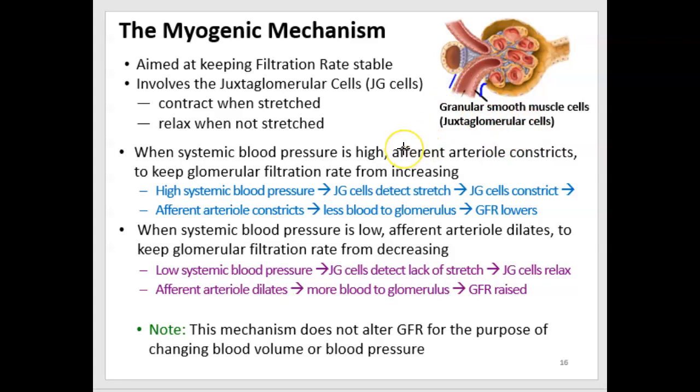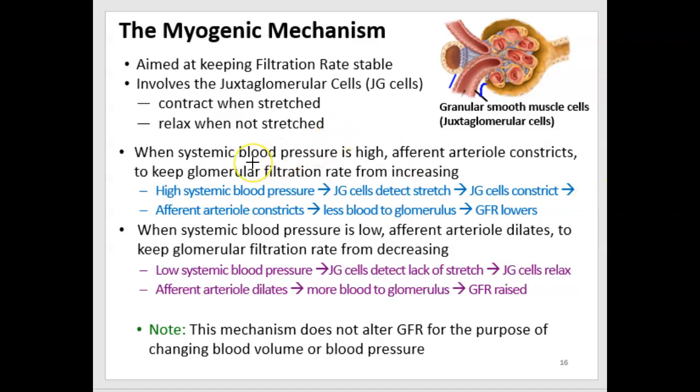And it does involve the juxtaglomerular apparatus, or complex, that we talked about before, specifically these granular smooth muscle cells that are located in the wall of the afferent arteriole. And just like any smooth muscle cells, when they are stretched, they contract. When they're not stretched, they relax. This is really common in smooth muscle. So let's see how GFR can be maintained.